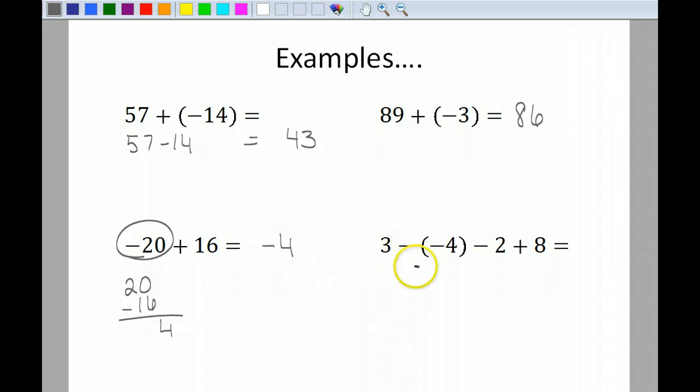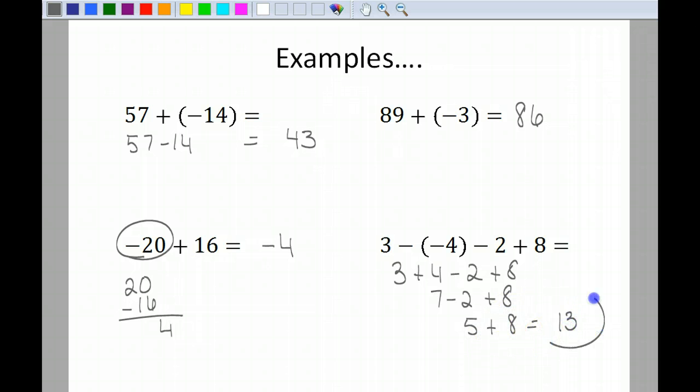Now I have 3 minus negative 4, minus 2 plus 8. Oh, I've got a negative negative, so that means I've got a positive, so I have 3 plus 4 minus 2 plus 8. What's 3 plus 4? 7, so I have 7 minus 2 plus 8. 7 minus 2 is 5. 5 plus 8 is 13.